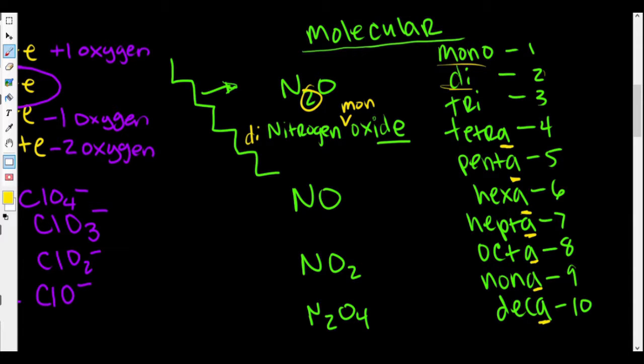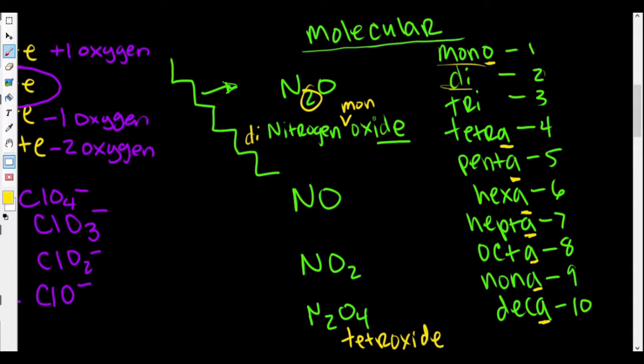But when it just doesn't sound right, like monooxide, that doesn't sound right. So we're going to go ahead and drop this last O. We're just going to pretend that that O is this O. Tetraoxide, it's tetroxide. When they're right next to each other, sometimes it just doesn't sound right.